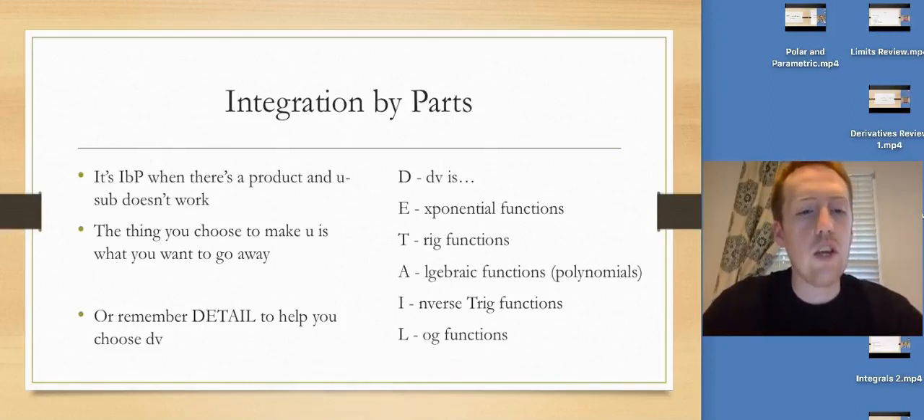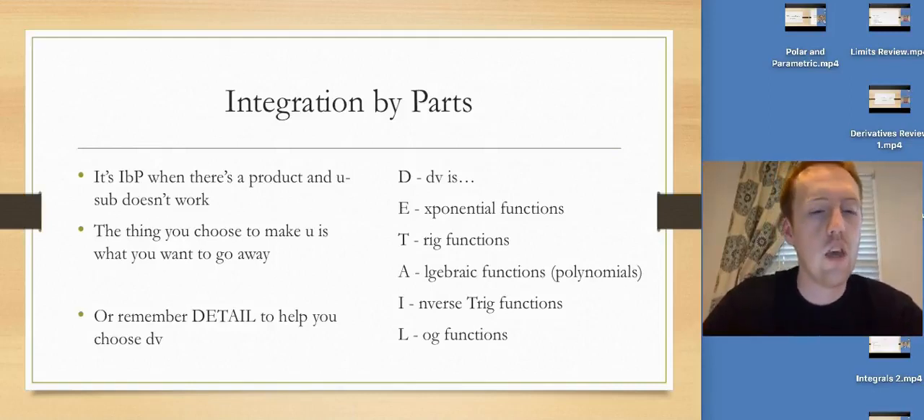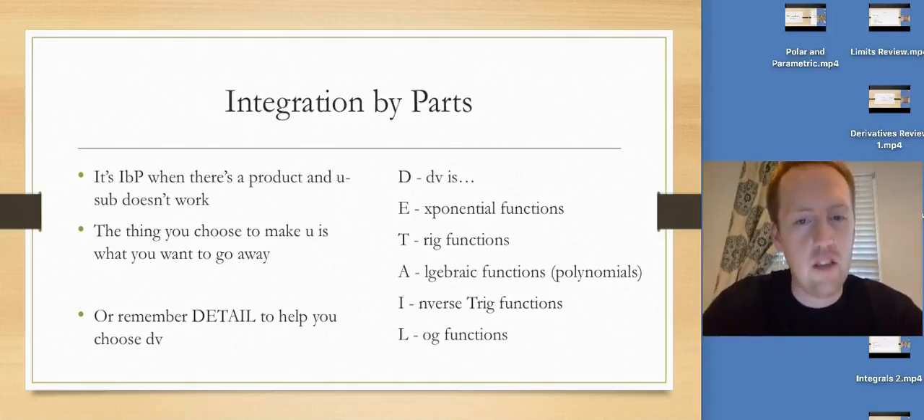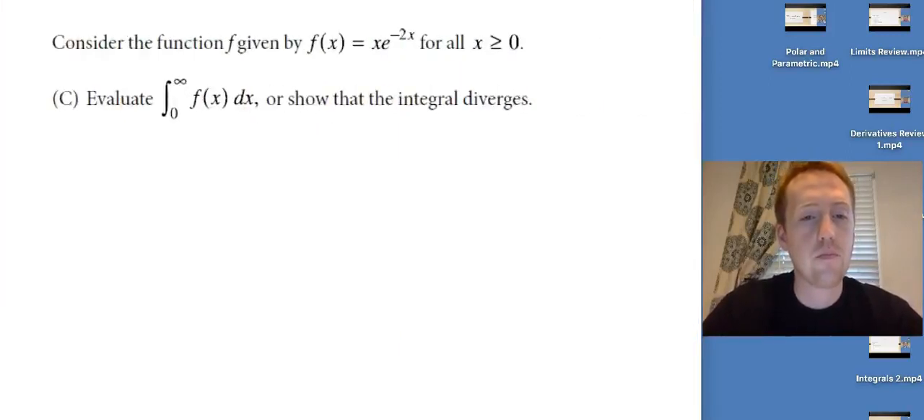Basically, we use integration by parts when there's some product and a u sub doesn't work. U sub doesn't make the product go away. The thing you choose to make u is what you want to go away, usually. But if that's not something that you can logic out, then you can use that DETAIL acronym to help you choose what dv is. So dv is exponential functions first, then we pick trig functions, algebraic, which is polynomials, inverse trig, and log. That's what we pick for dv first. So it's just a little acronym to help you out.